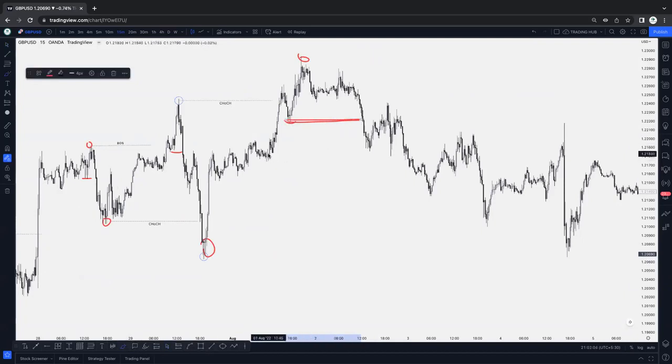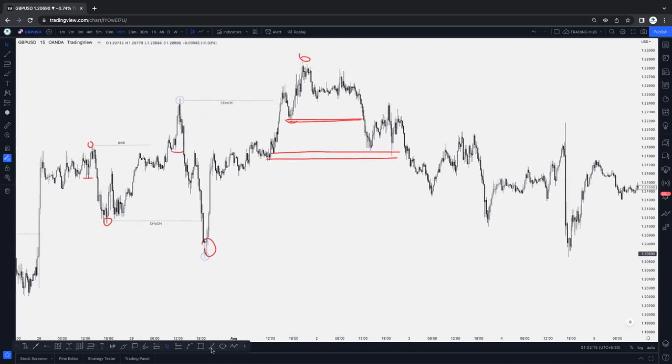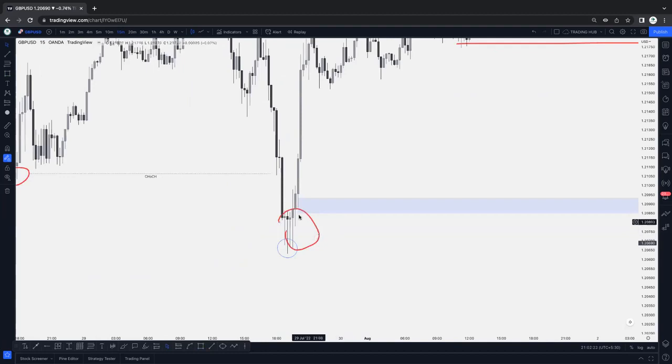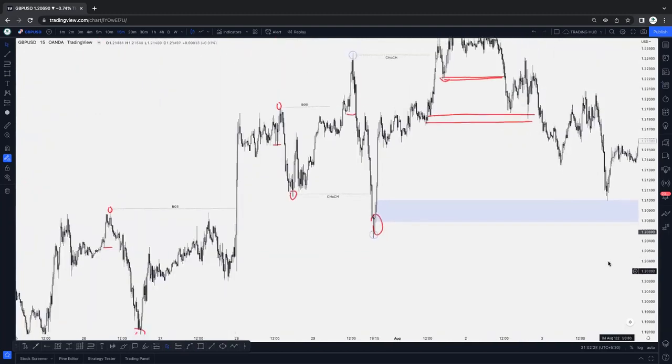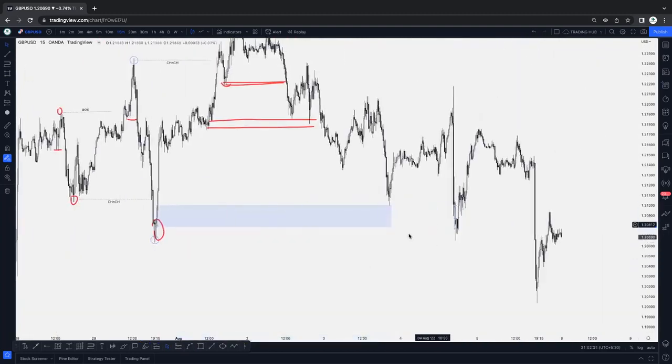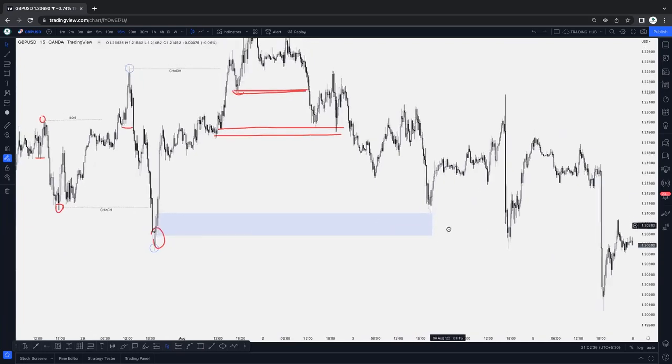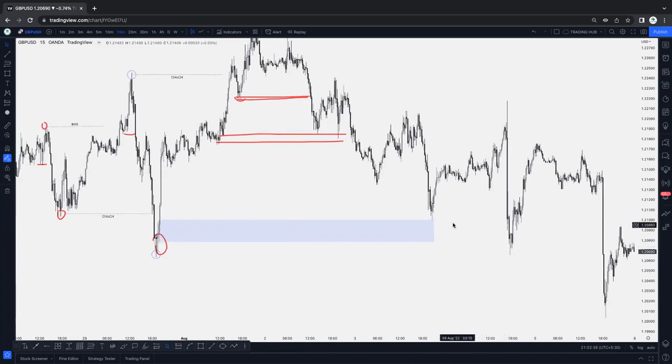Okay, and on this order block, which is unmitigated, there is some minor imbalance, and the next one is around here. Okay, I think here something. Okay, this one. Yeah. Okay, so this one is a demand fail, and this is an indication that the market is actually looking for the sell.